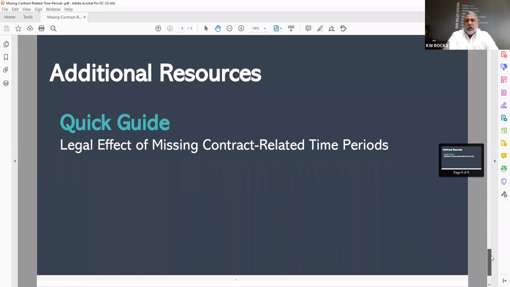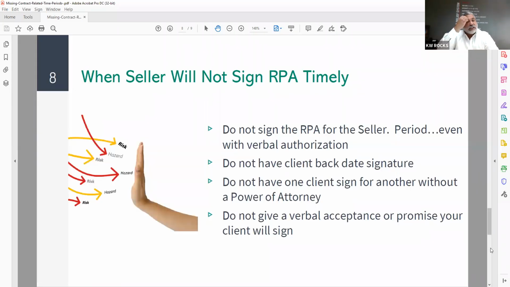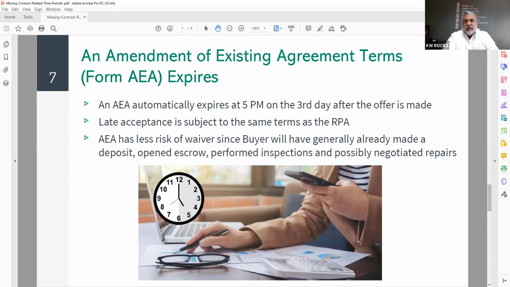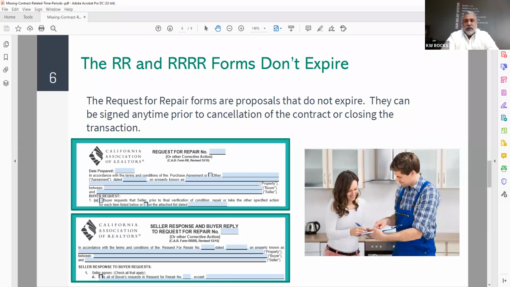Okay, so going back to the question here of the request of repairs, there's no expiration on the RPA, folks. Meaning if you submit a request of repairs in hopes that you get a response, the seller does not have to respond to that request, meaning that all properties are sold in as-is condition. Even if the seller keeps silent till the 17th day, the seller does not have to respond.